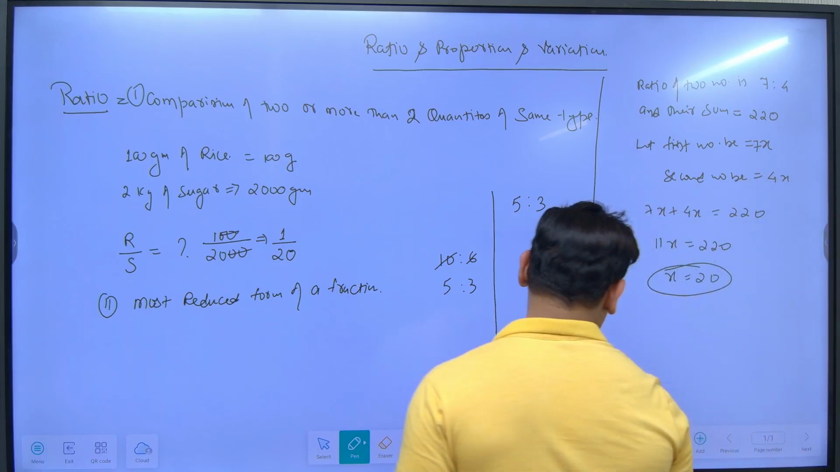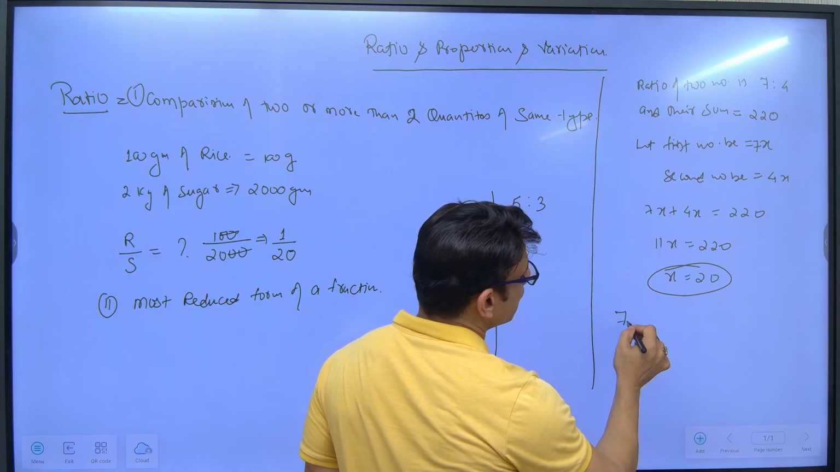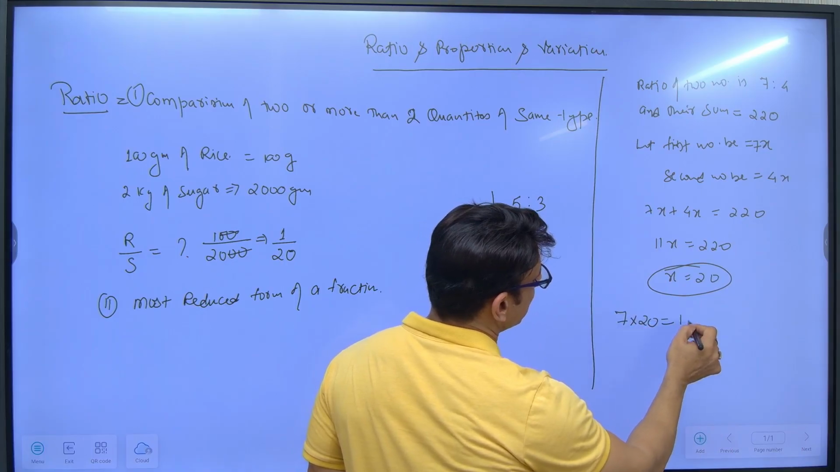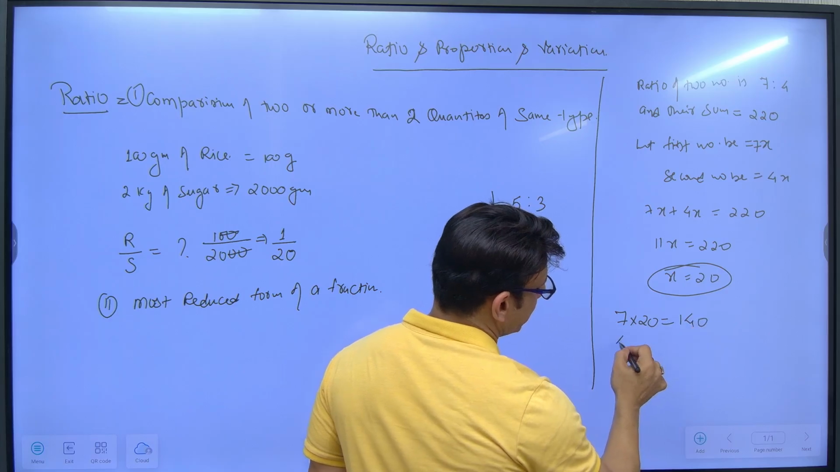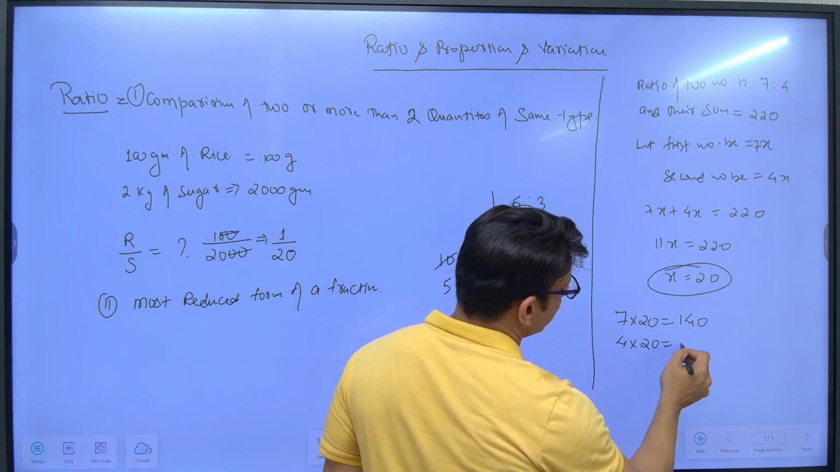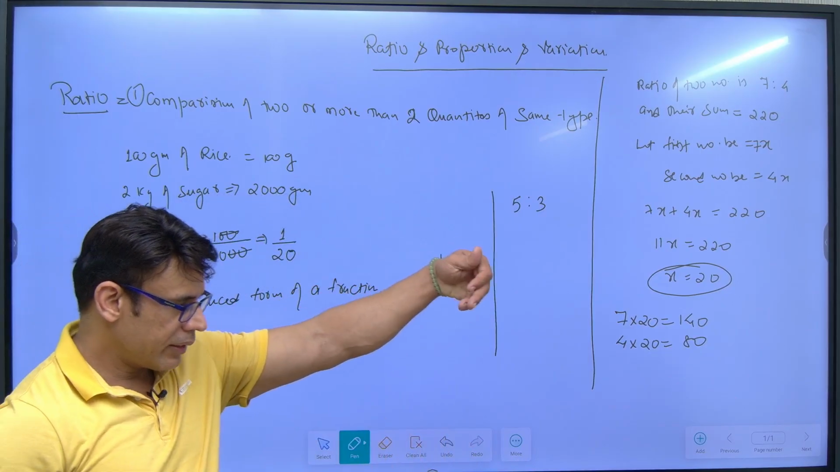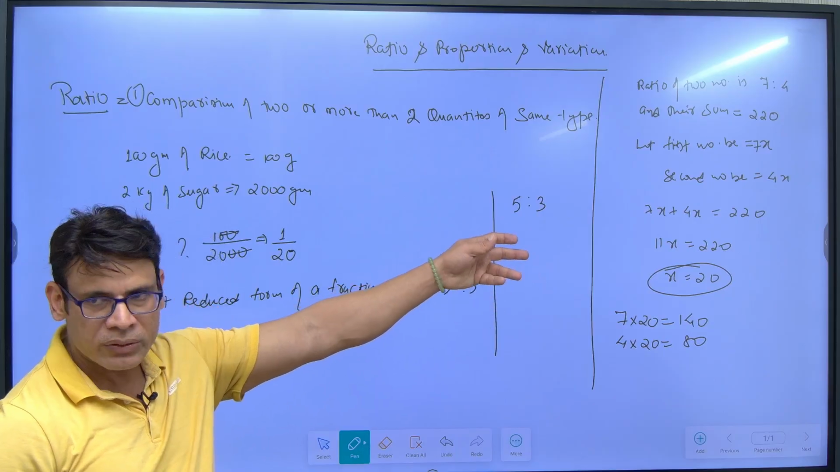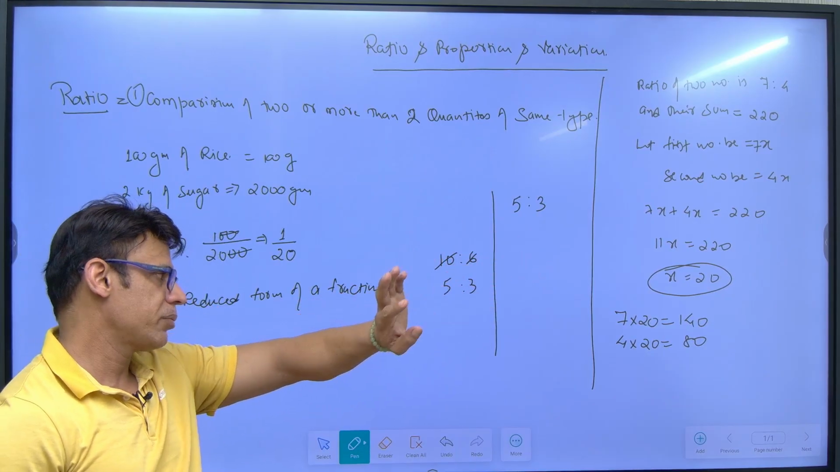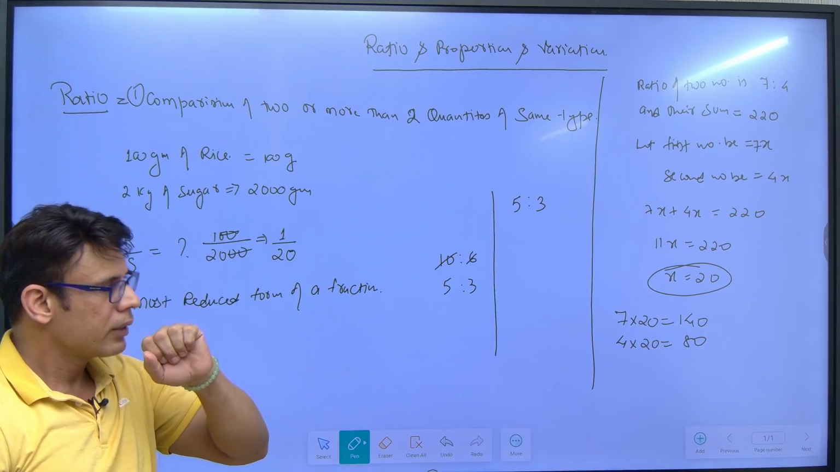Once you get x is equal to 20, your first number is what? 7 into x, which is 140. And your second number is what? 4 into 20, which is equal to 80. Now, understand, I know that you can solve this question, right? I have another method also, but understand something here.